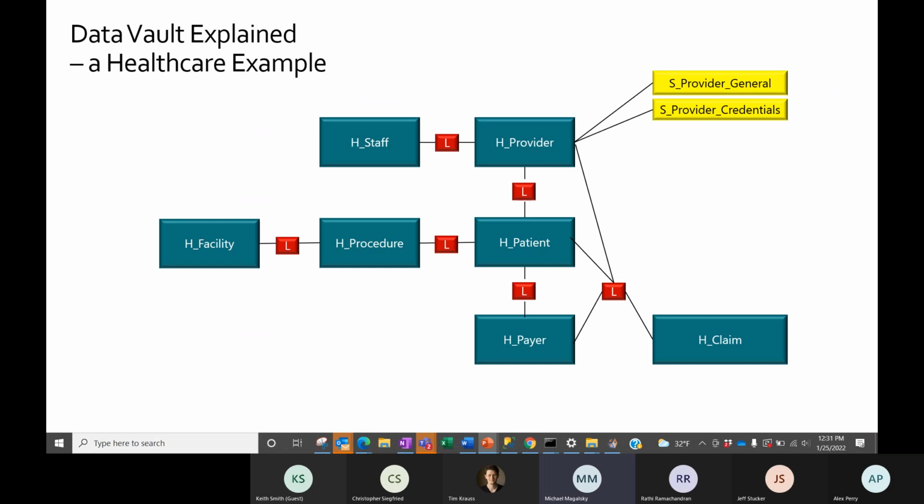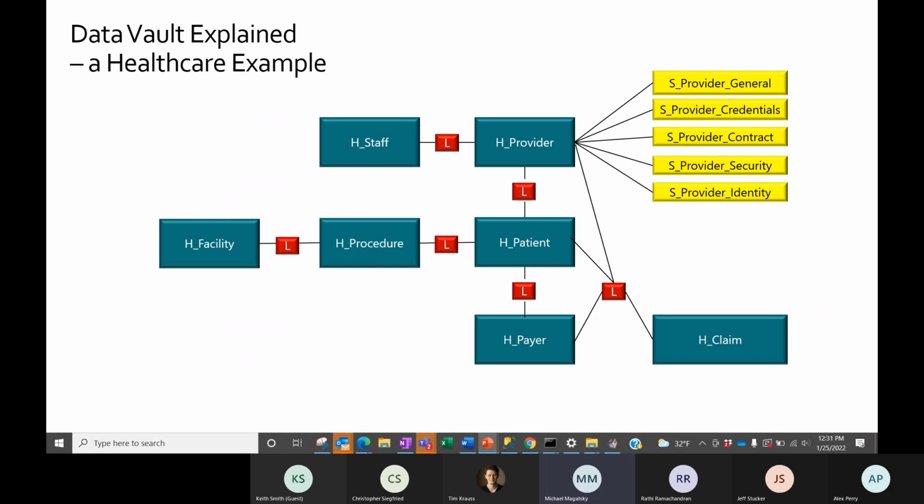Another satellite that describes the provider. We could have multiple satellites describing the same object. This one has his credentials. Why is he able to perform the duties of doctor or nurse? Okay. And there can be as many satellites as we need on any objects.